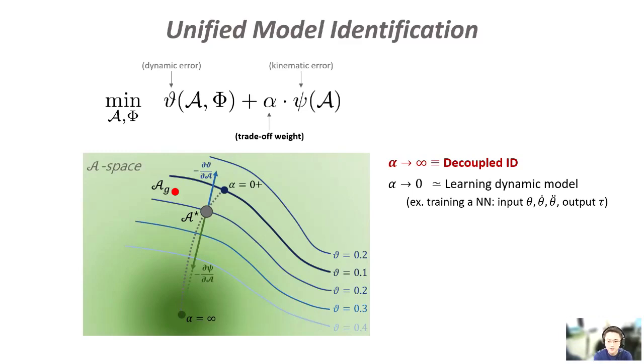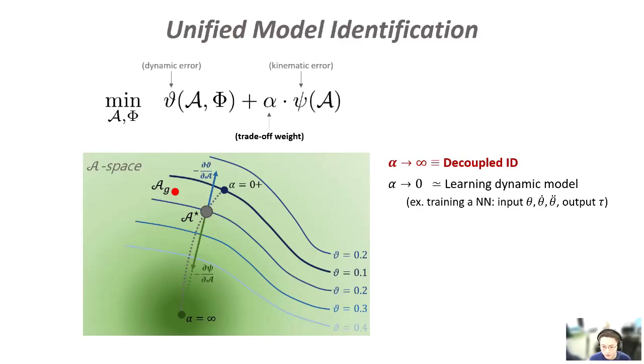As an extreme case, this unified ID problem becomes the traditional decoupled method when alpha goes to infinity, which means that only the kinematic error is used to identify the kinematic parameter, regardless of the dynamic error. In the other extreme, when alpha goes to 0, then it becomes another dynamic identification problem, where the kinematic parameters are identified without any vision sensor, but only the force sensors.